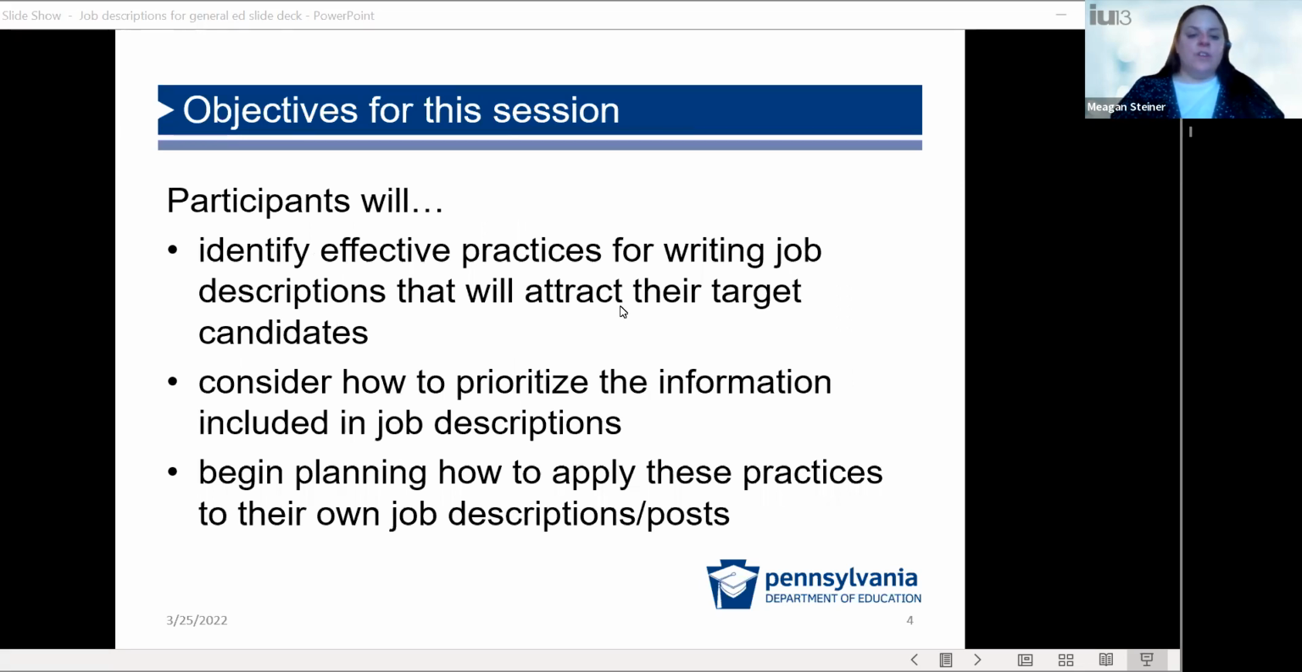So for this session, the objectives are that you'll identify and learn more about effective practices for writing job descriptions that will attract your target candidates for your LEA and schools, consider how to prioritize information to include in job descriptions, and begin planning to apply these practices in your own job descriptions or job posts.